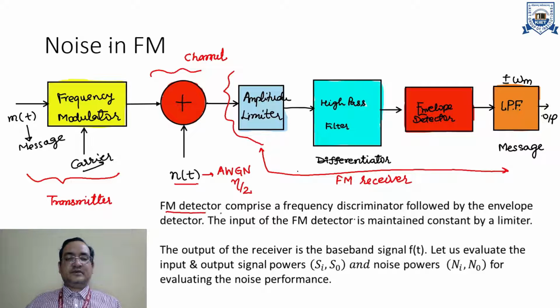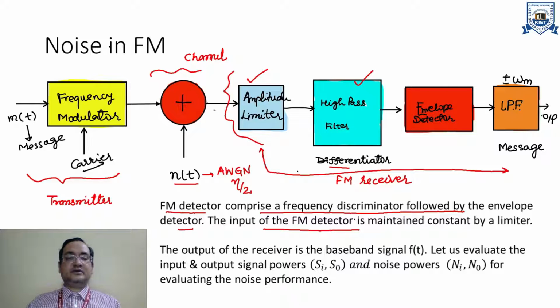Now, the FM detector comprises a frequency discriminator followed by the envelope detector. This is the frequency discriminator, and basically it also acts as a differentiator. The input of the FM detector is maintained constant by the limiter. This is very important, because the amplitude limiter limits the input.